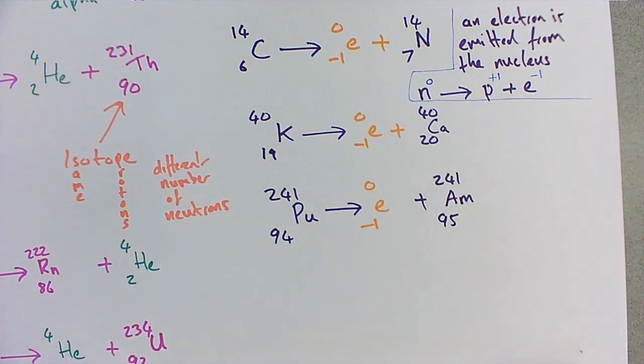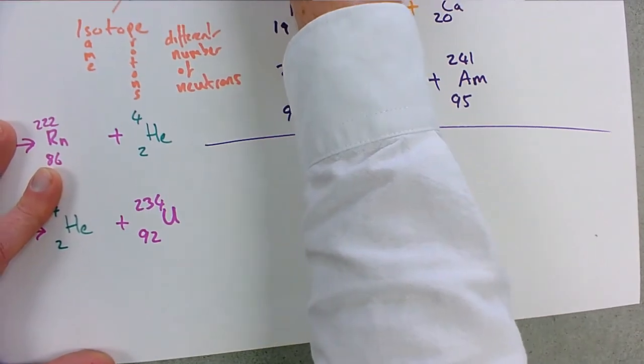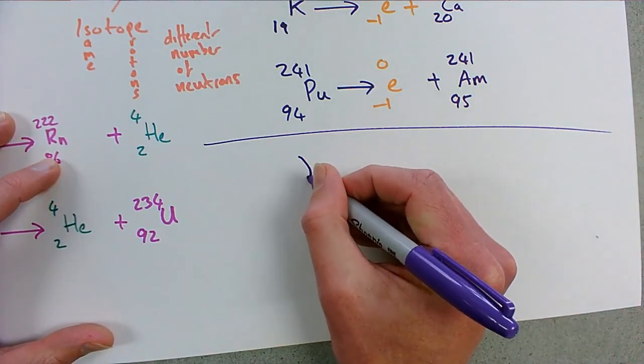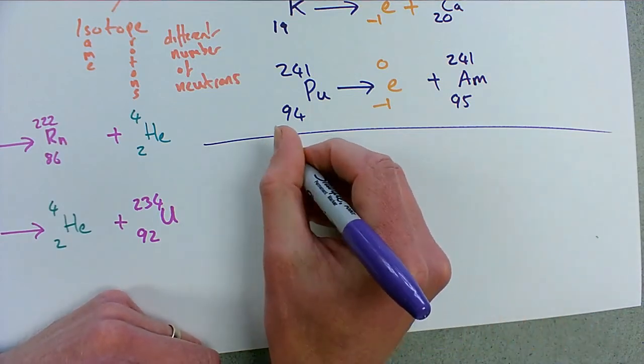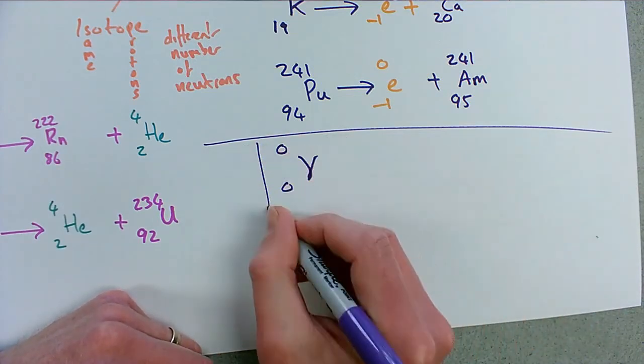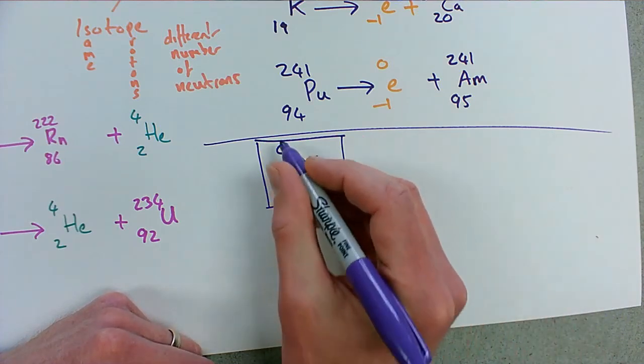And finally, a mention for gamma. So our other radiation is gamma. Well, gamma is the Greek symbol for gamma. You remember it's got no mass because it's a wave, and it's got no charge. So if we were to give it a box, that gamma would have 0, 0.